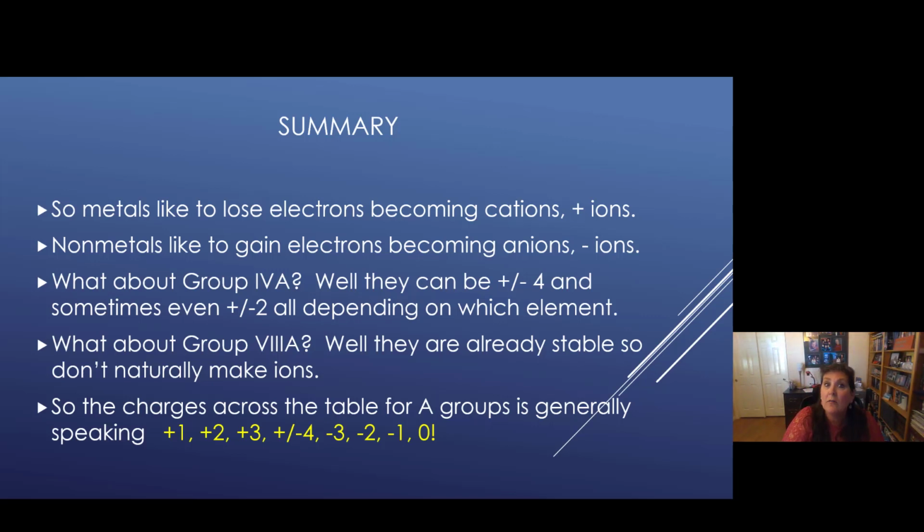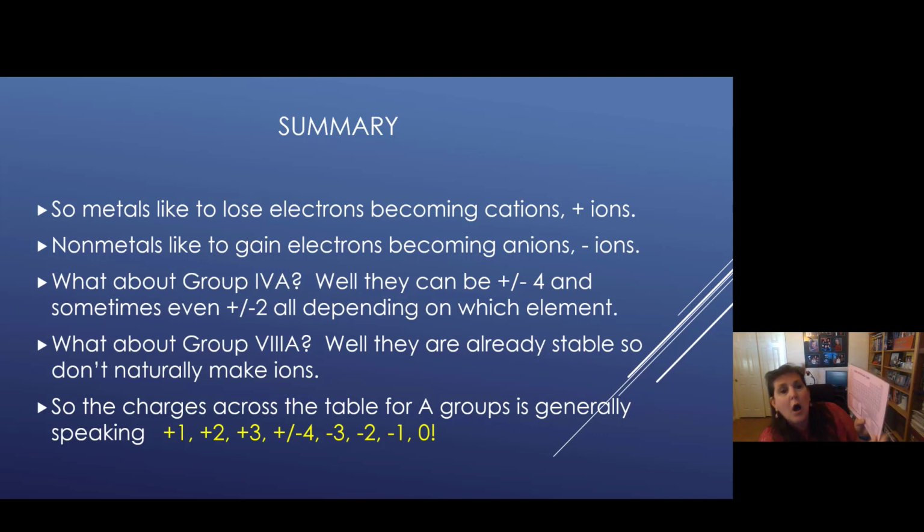They're right in the middle. They can gain or lose 4 electrons, so they can be plus or -4 depending on what they're bonded with. Sometimes they only get halfway there, so sometimes they're plus or -2. It all depends on which element they bond with. So above column 4, I would write plus or -4 for their charge. And then what about group 8? They're already happy, so they don't gain or lose electrons. So they're 0.